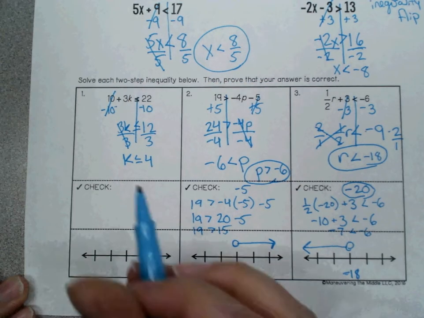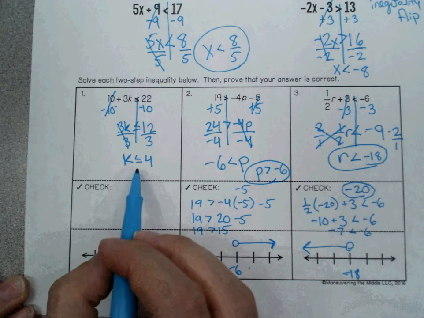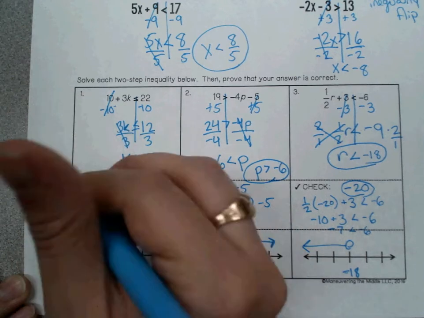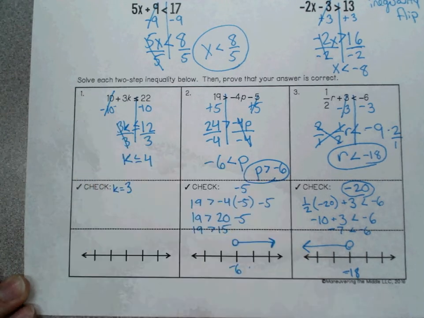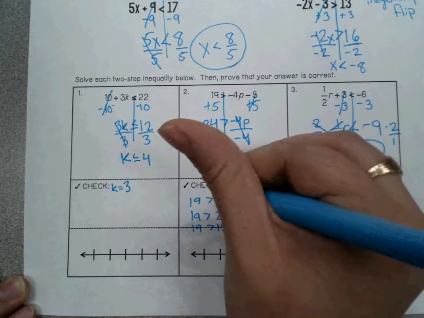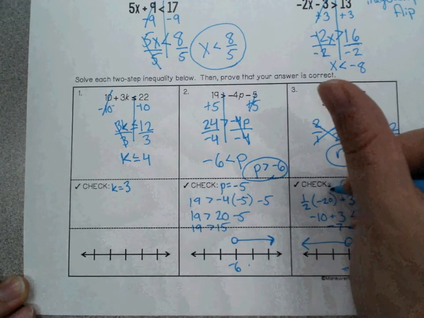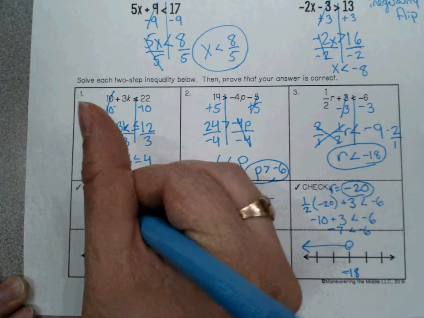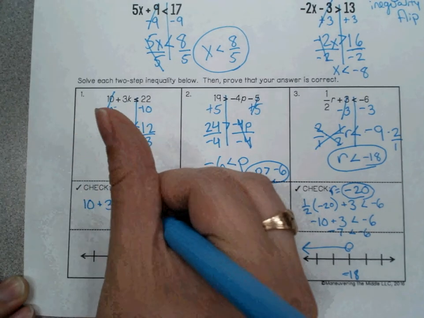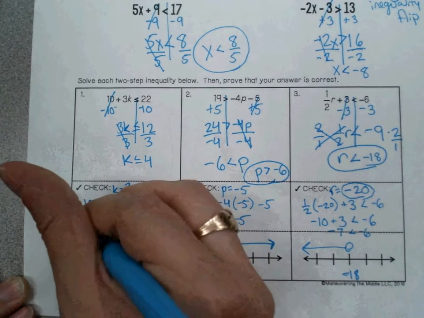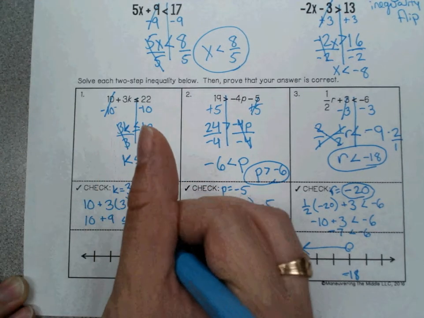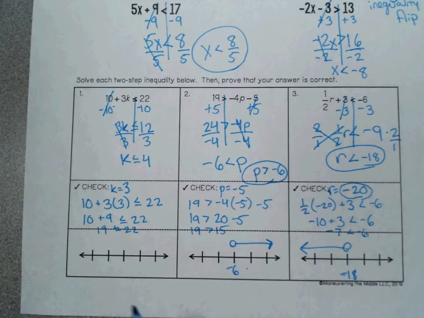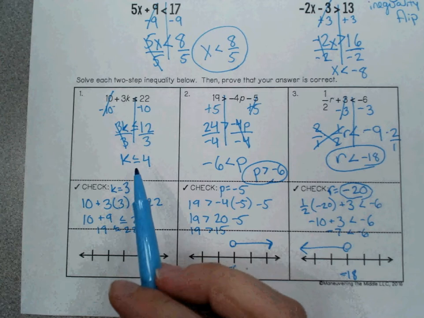Again, we want to check that our sign is going the right way. So since this is k is less than or equal to 4, we want to pick something less than 4. So I'm going to go ahead and pick 3. And then plug it in for k. So we're going to make k equal to 3. And I should have done that with the other ones here. P equals negative 5, r equals negative 20. Okay, but k equals 3. So then we're going to do 10 plus 3 times k, which is 3, less than or equal to 22. 10 plus 9, less than or equal to 22. 10 plus 9 is 19. And 19 is less than or equal to 22. So anything less than 4 does work, so our inequality is going the right way.